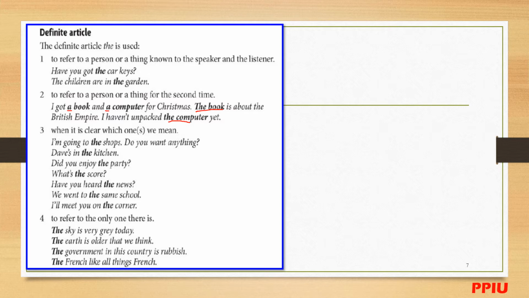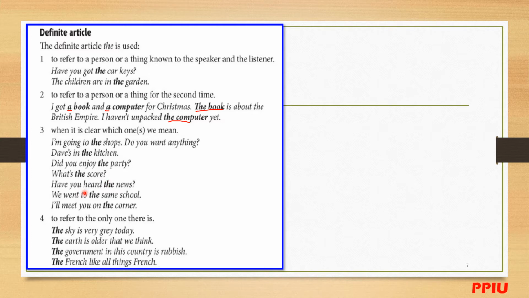Okay, the other one, number 3, when it is clear which one we mean. I'm going to the shop. Do you want anything? Okay. I want to know which shop and what you want to have. Those in the kitchen. You know which chicken. Did you enjoy the party? Okay. Party, maybe a birthday party, for example. What is the score? A particular thing.